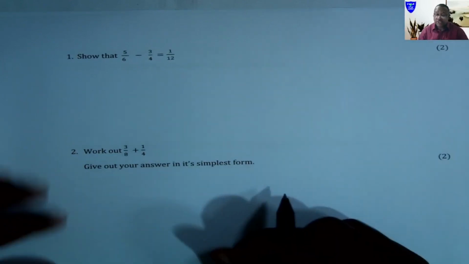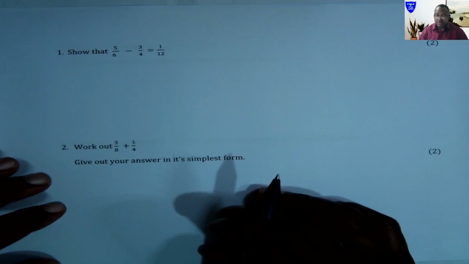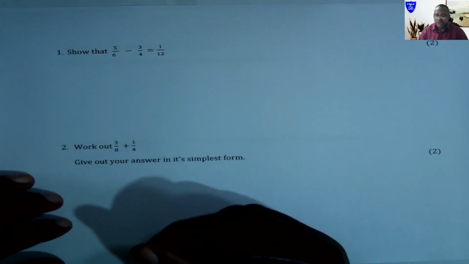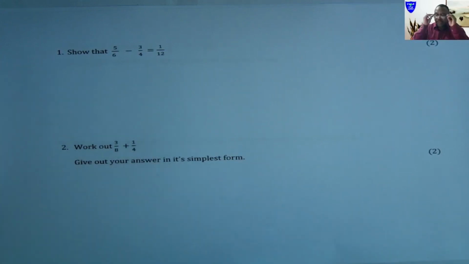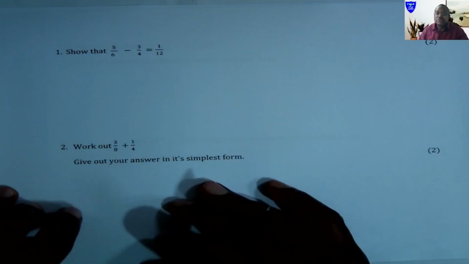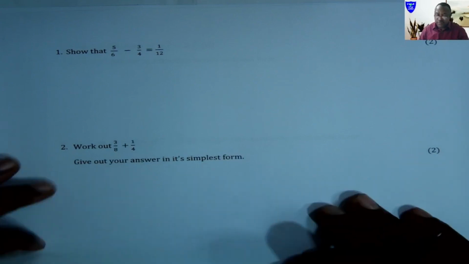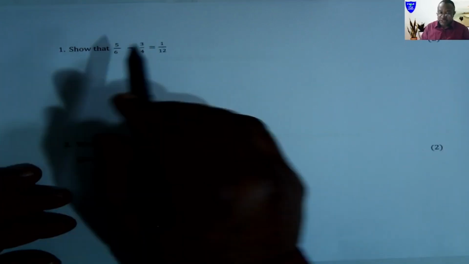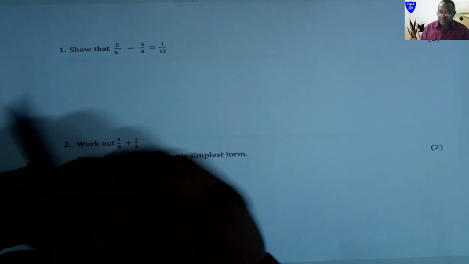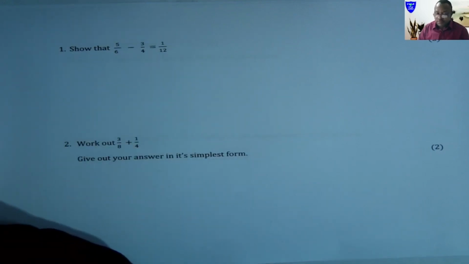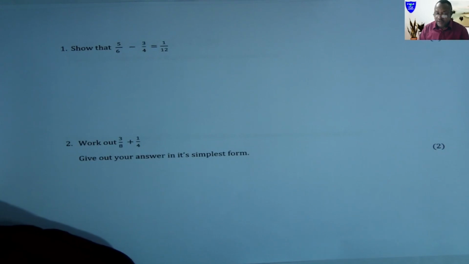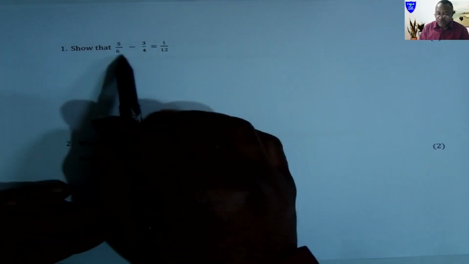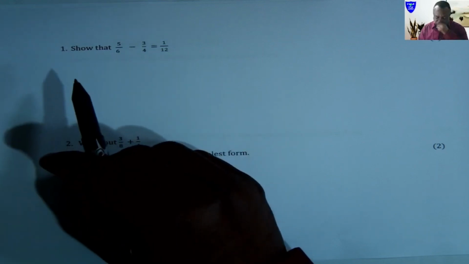Show that 5/6 minus 3/4 is equal to 1/12. Okay? As you can see here, the denominators are not the same. So we need to do something to make sure that the denominators are the same.